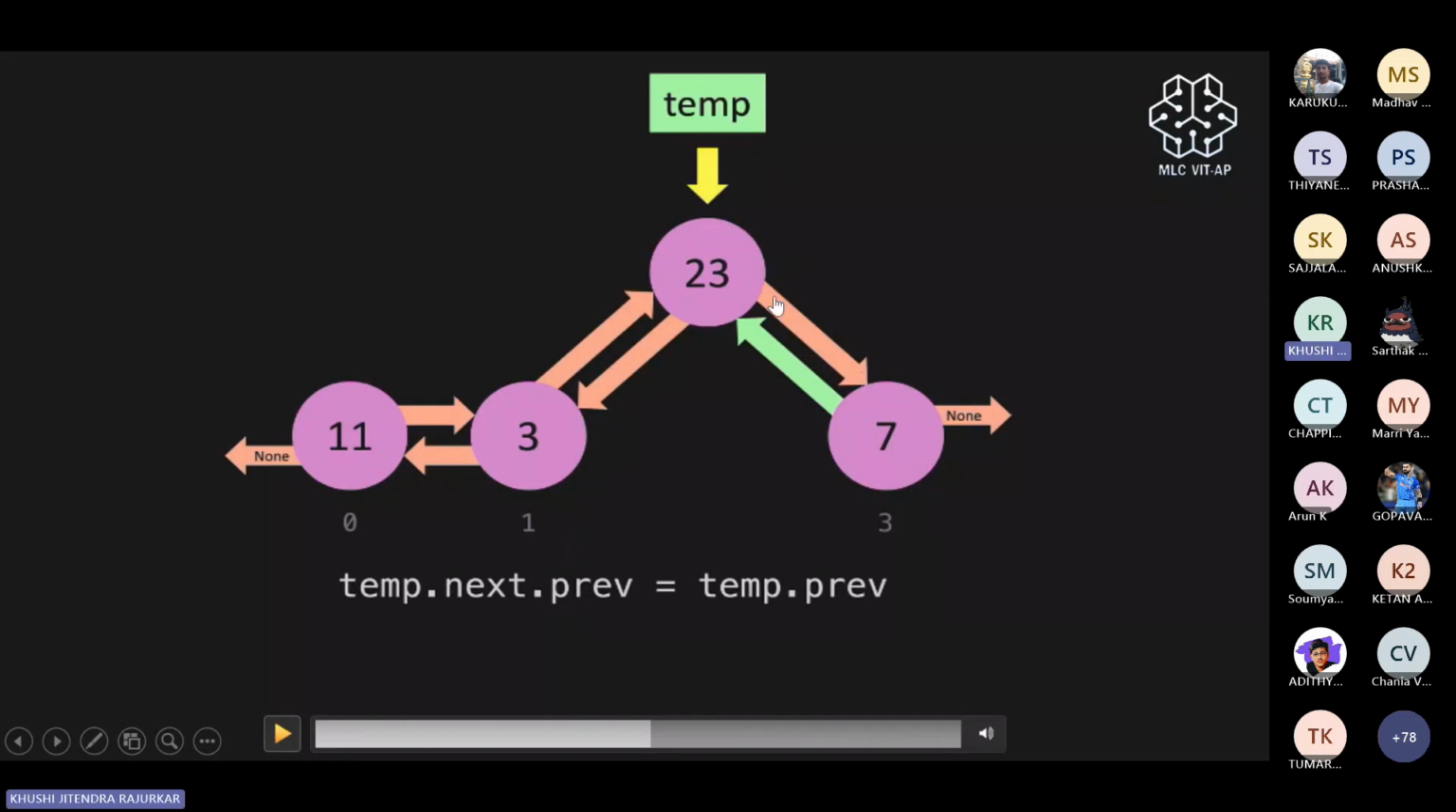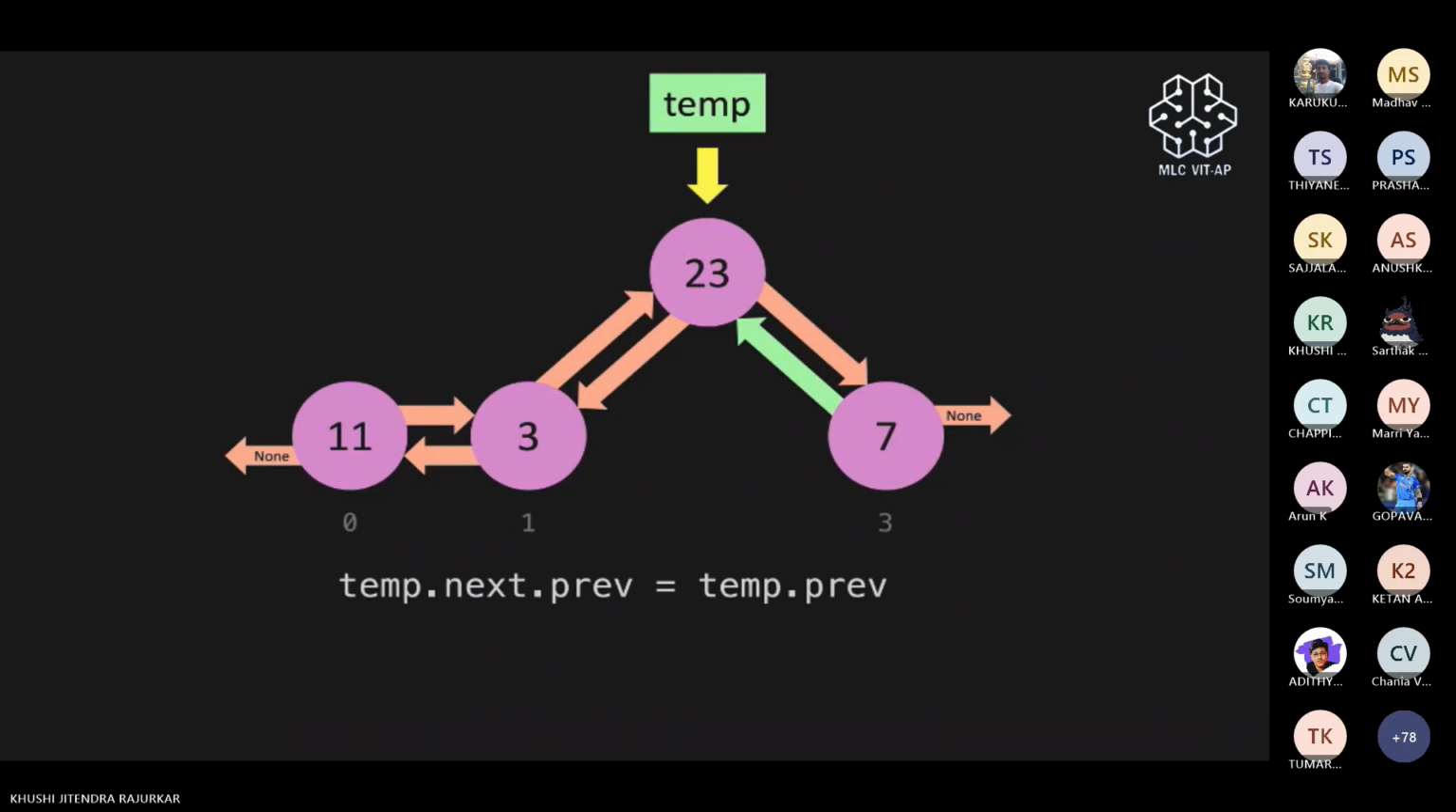Temp.next, you can see it here, should be temp.next, which is our 7 node, and you can simply take the previous pointer of this 7 node to be equal to this node. And this node is nothing but temp.previous. Am I clear? Are you guys understanding? Until now, is it clear? If somebody has a doubt, just raise their hand. I think I might be clear.